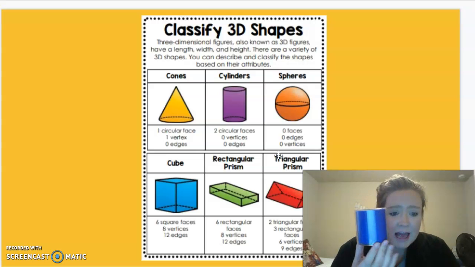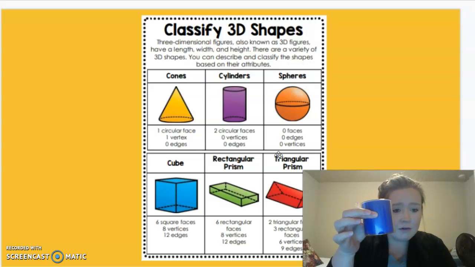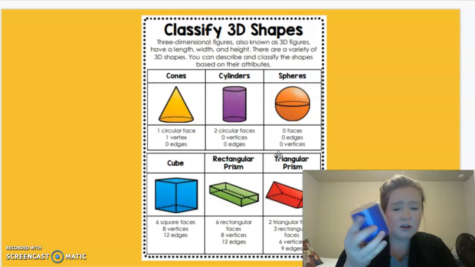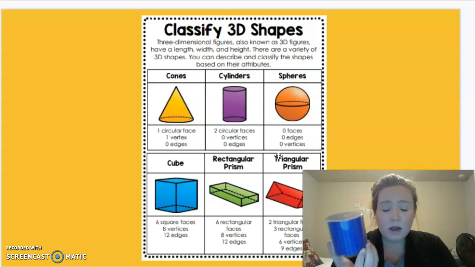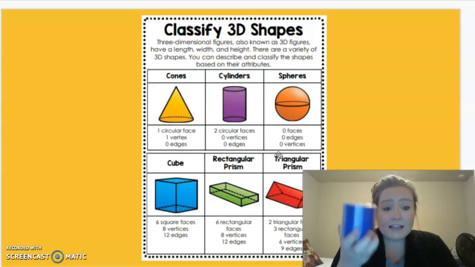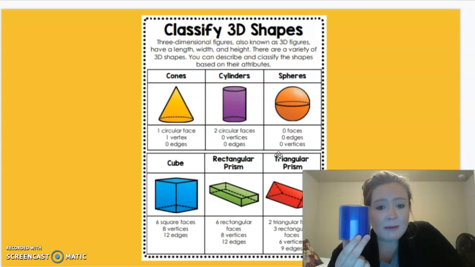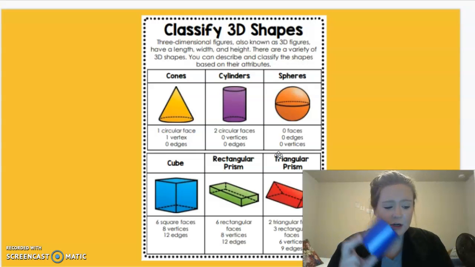A cylinder. A cylinder has two circular faces, so 1, 2, 0 vertices and 0 edges. There's one circular face and there's two circular faces. So if you don't have something like this, what could you use at home that would represent a cylinder? Yes, you could use a soda can, or a can of corn or a can of green beans, some canned food, okay? That would be a cylinder.